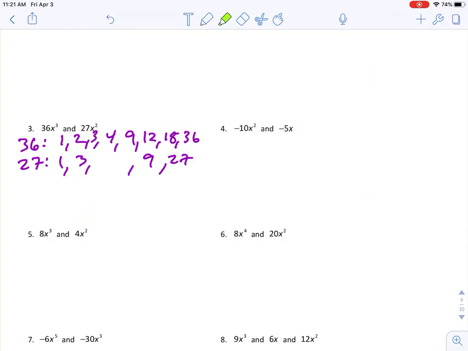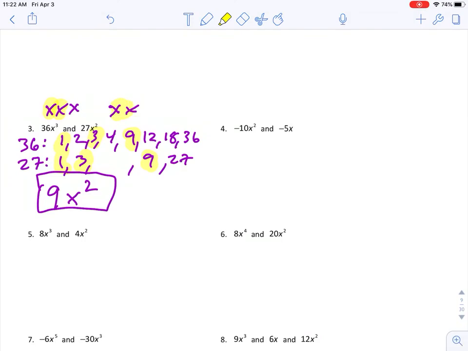So common factors, we got 1, we got 3, we got 9. So in this case, 9 is the largest number. And then as far as x cubed and x squared goes, remember, it's going to be the smaller one that you use with the x. So it'll be 9x squared. And again, if you're not sure why it's x squared, remember what we did above. X cubed is x times x times x. X squared is x times x. And so if we're looking for common ones, we got 2 common in each one, and that's why we use x squared.